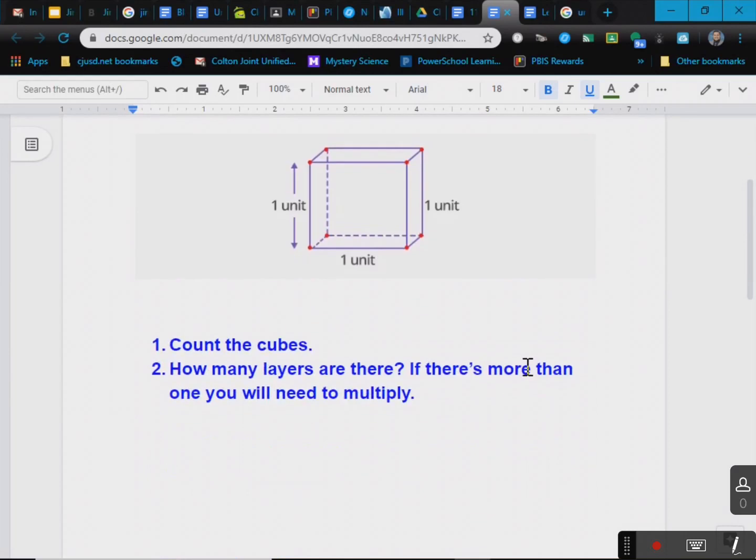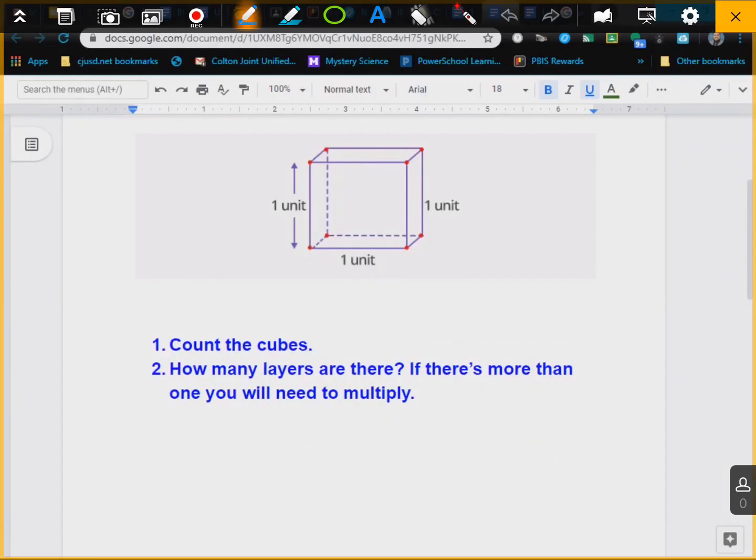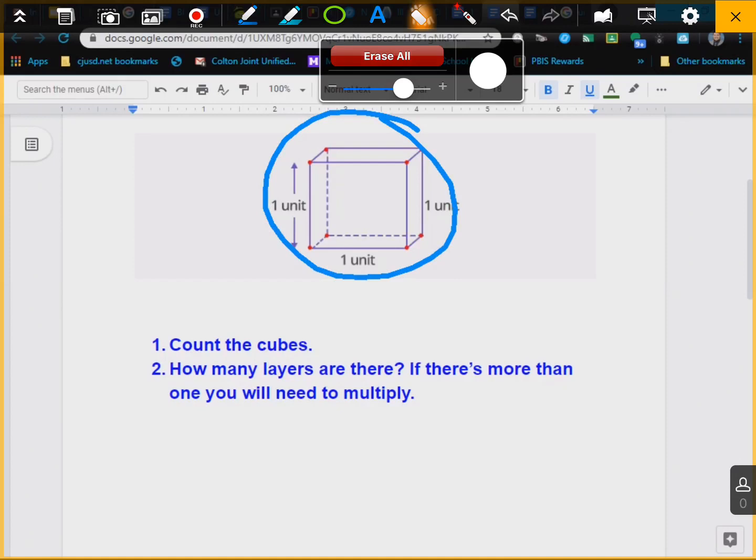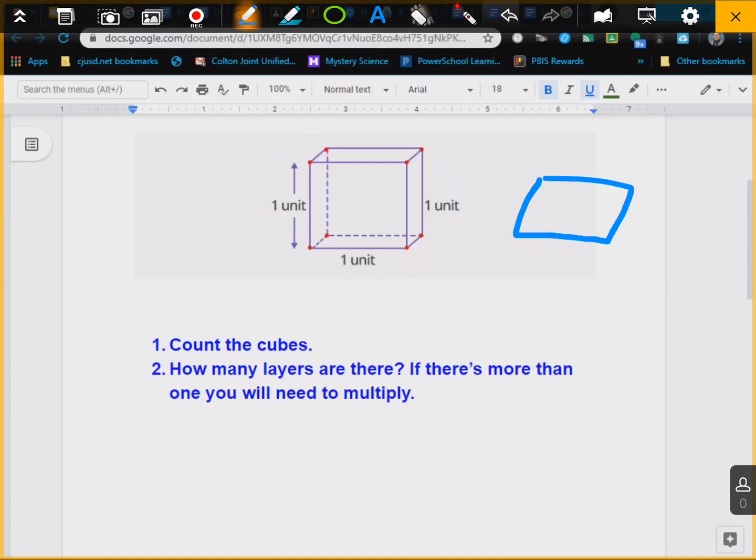So the first step is to count the cubes. You're going to be given a figure that's composed of smaller cubes. You want to count those to find out how many units there are. 1 cube is 1 unit, as you can see right here. So since 1 cube is 1 unit, if there's a figure with a bunch of cubes in it, like this, and we kind of see it maybe like this.